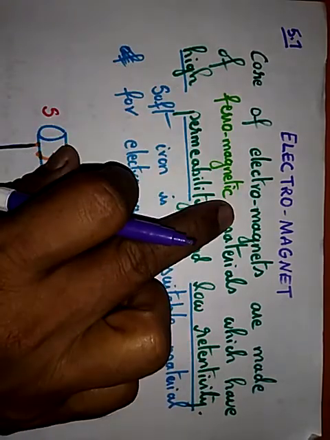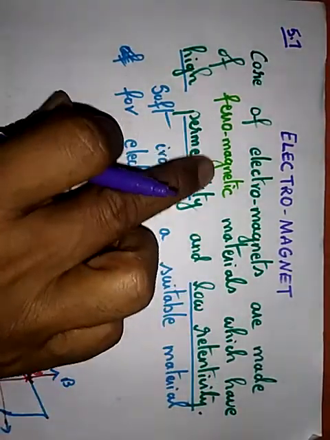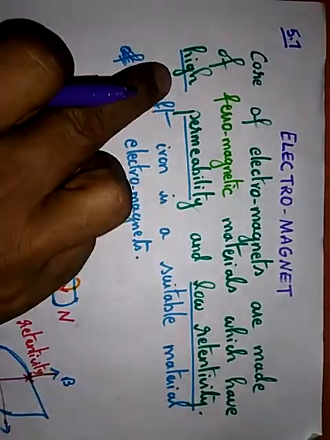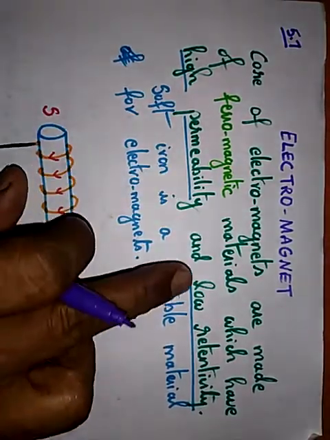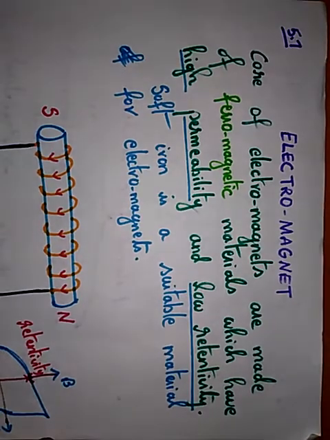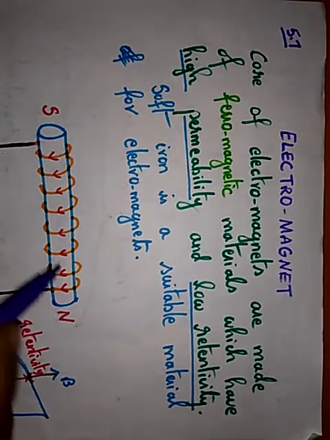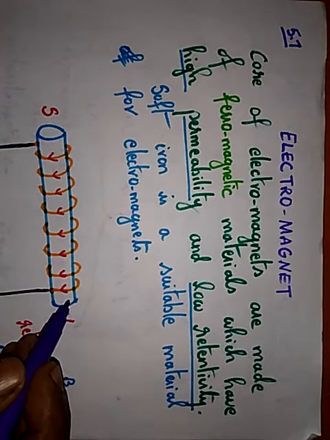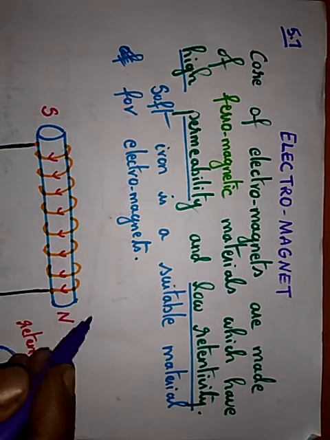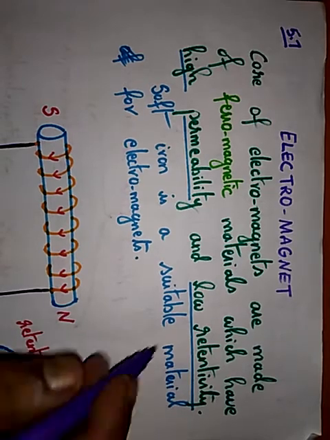The core of electromagnets is made of ferromagnetic materials, which have high permeability and low retentivity. Core means this is the core. So the core of electromagnets is made of ferromagnetic materials.